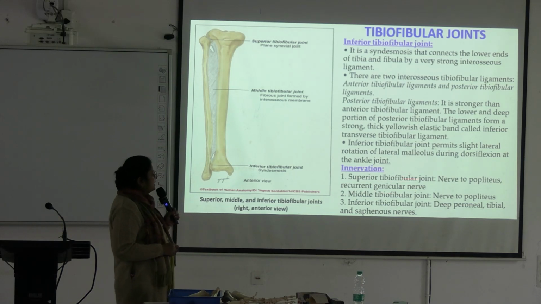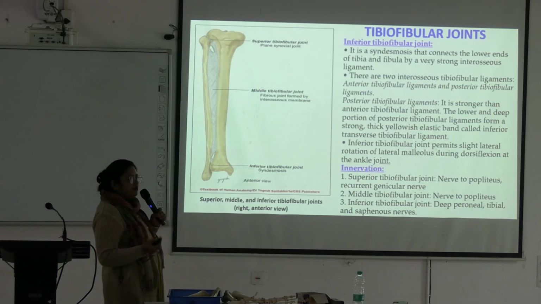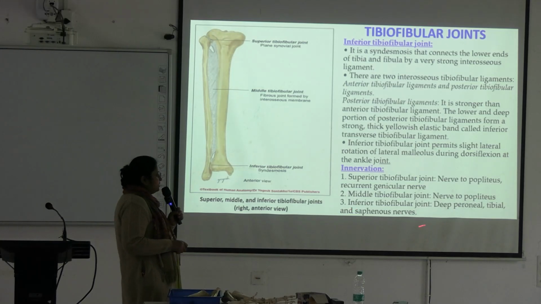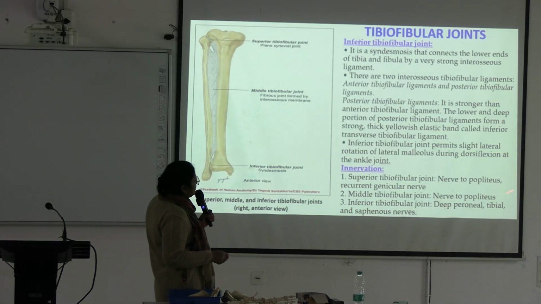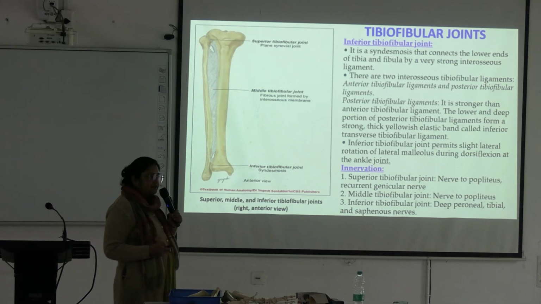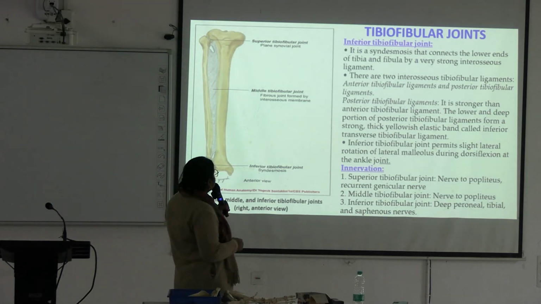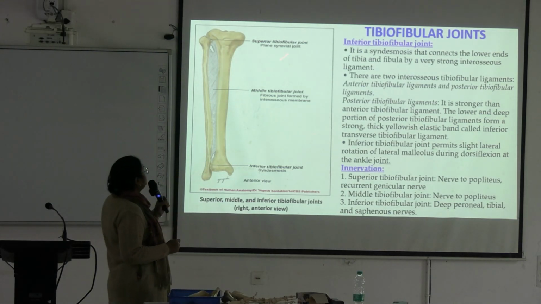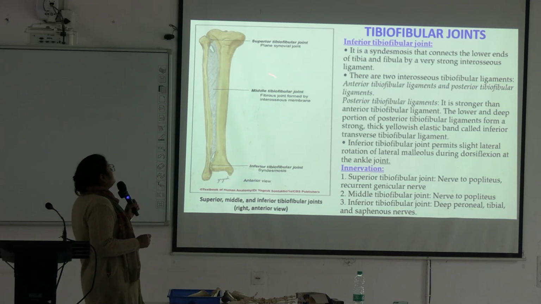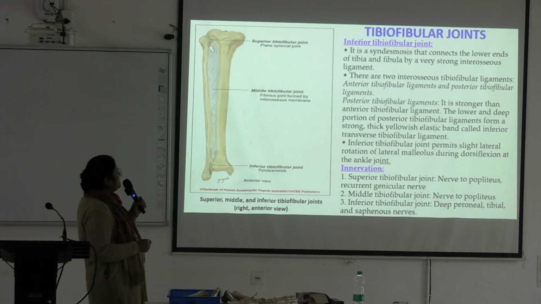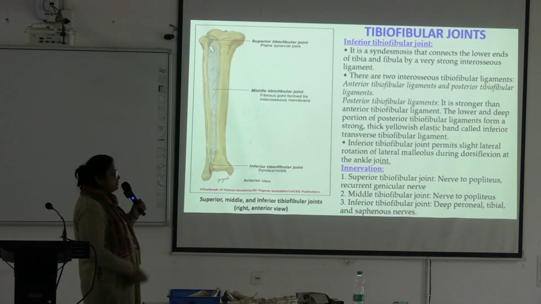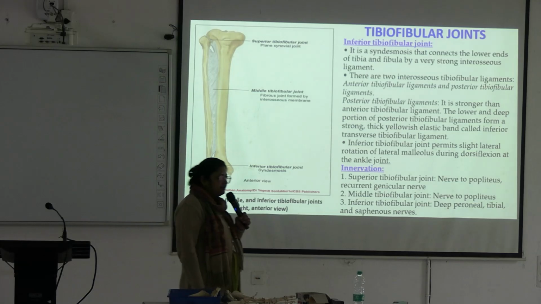The superior tibiofibular joint is supplied by the nerve to popliteus and the recurrent genicular nerve. The middle tibiofibular joint is supplied by the nerve to popliteus, and the inferior tibiofibular joint is supplied by the deep peroneal nerve, tibial nerve, and the saphenous nerve. Okay, so these are the nerve supply of the joints. So you must remember the type of joint. The superior tibiofibular joint is a plain synovial joint. The middle tibiofibular joint is a fibrous joint formed by the interosseous membrane, that is syndesmosis, and the inferior tibiofibular joint is also a syndesmosis. Okay, understood? Fibrous joint.